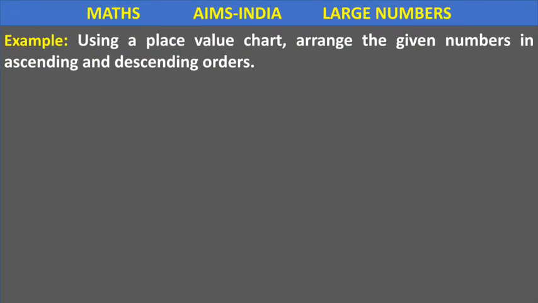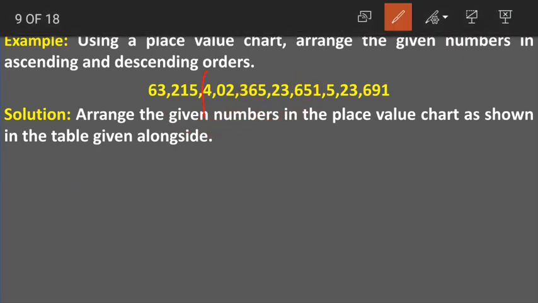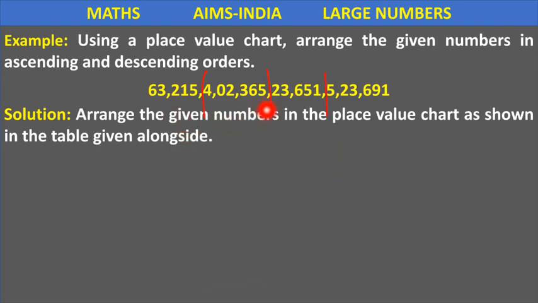It's time for us to solve some examples. Using a place value chart, arrange the given numbers in ascending and descending order. You know what a place value chart is, right? And you also know how to compare numbers. Now we have to simply arrange them in ascending and descending orders. Look at the numbers given in the question. We have 1, 2, 3 and 4. This is the first number, this is the second number, this is the third number and the fourth number. Okay, children?